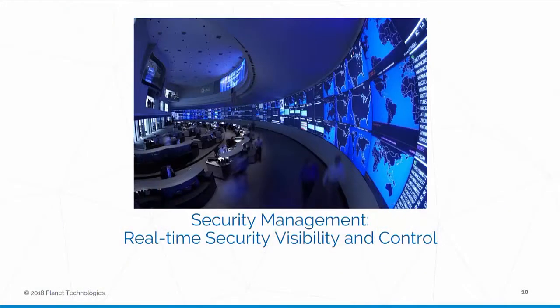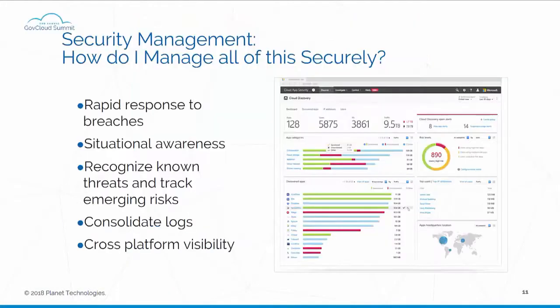So the fourth pillar, security management, this is really when we talk about real-time security visibility and control. This is also part two of visibility across the board. So how do you manage all of this securely? There's a wealth of tools, a wealth of information, but where do you start? How do you understand where the breach is occurring? How do you understand what threats you're under right now at that present point in time? How does your SOC or your security operations team know where to go, how to stop these things?